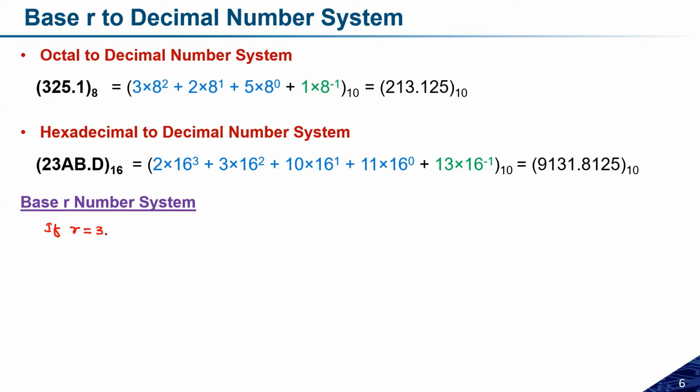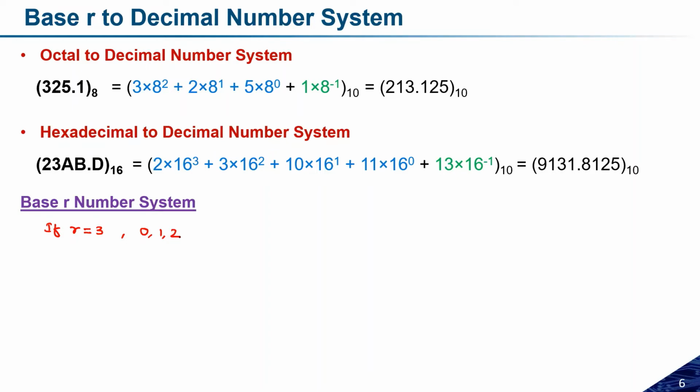Can anyone tell? 0, 1, 2. 0, 1, and 2. Perfect. The symbols will start from 0 to r minus 1. So it will be 0, 1, 2. Okay, so this is a representation. Suppose if r is equal to 4, the symbols will be 0, 1, 2, and 3. Okay, so this is how we can find the symbols.